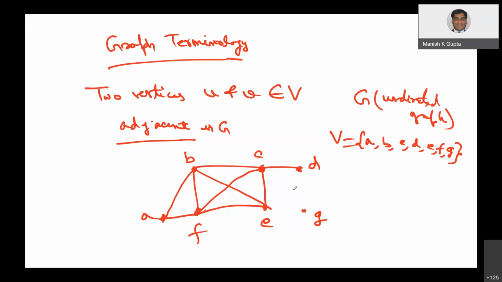Now we can also define the degree of a vertex. For example, this vertex has degree 4. Degree of C is 4, right? What is the degree of G? It is 0, right? Degree of A is 2. Like that, you can find the degree of each vertex.